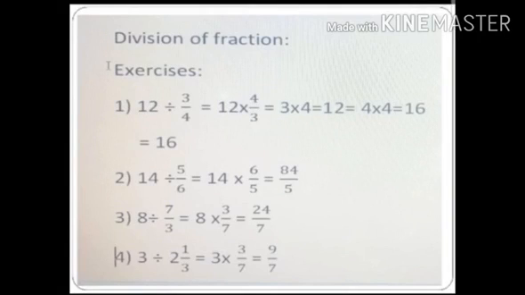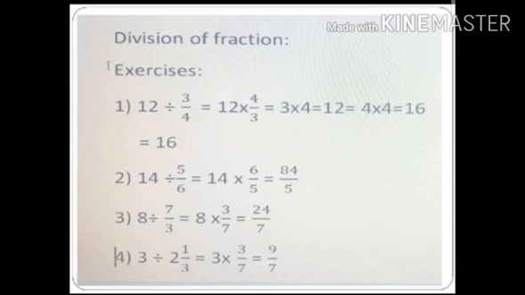So 12, 3 by 4. 12 divided by 3 by 4. 12 is a whole number and 3 by 4 is a fraction. Reciprocal the second number, 4 by 3. 12 into 4 by 3. So 12.